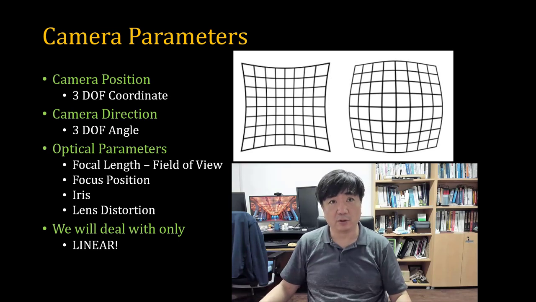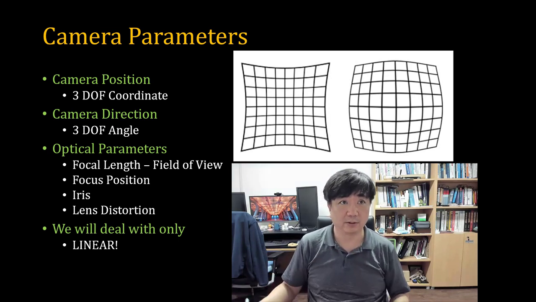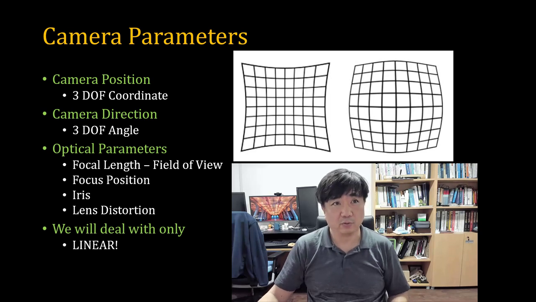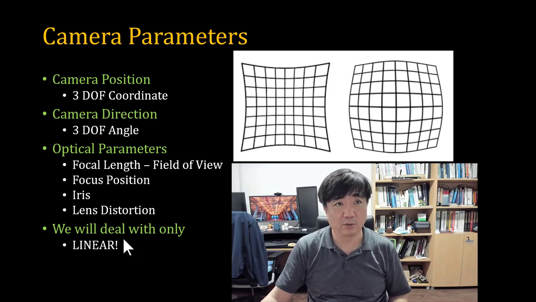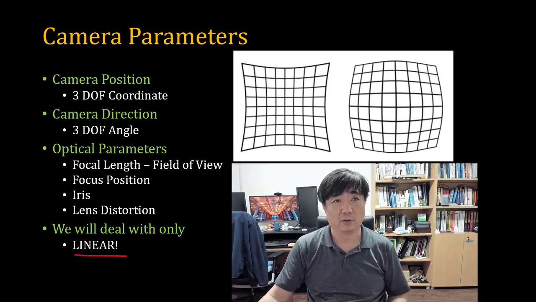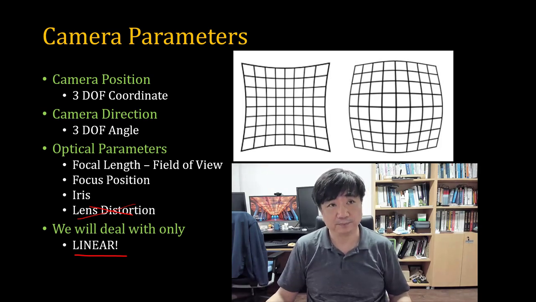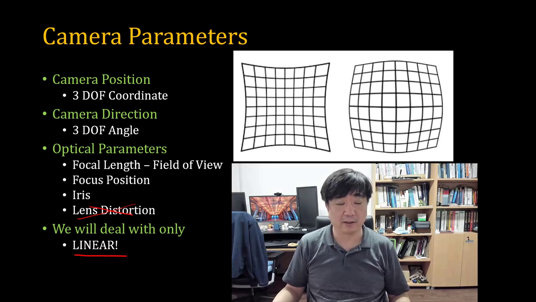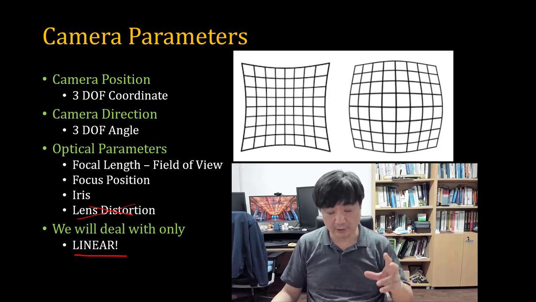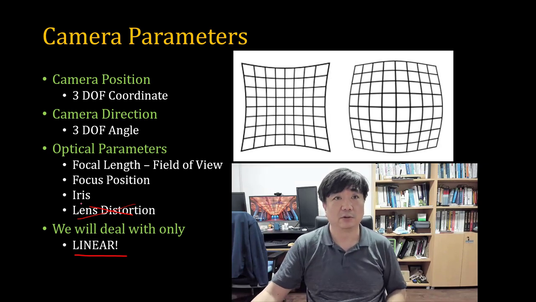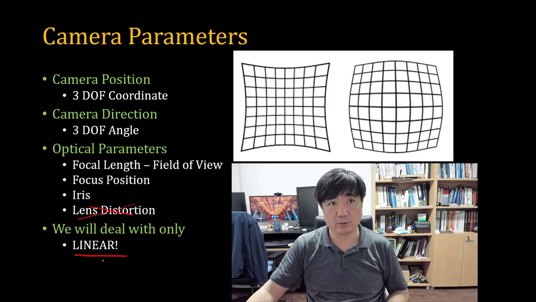However, we will not control the lens distortion because we are dealing with only linear transformations. The lens distortion is out of the scope of our tutorial lecture. Of course it is possible to make lens distortion with WebGL or OpenGL, but you can study that by Googling. We are dealing with only linear transformations, so we will only deal with the linear camera.